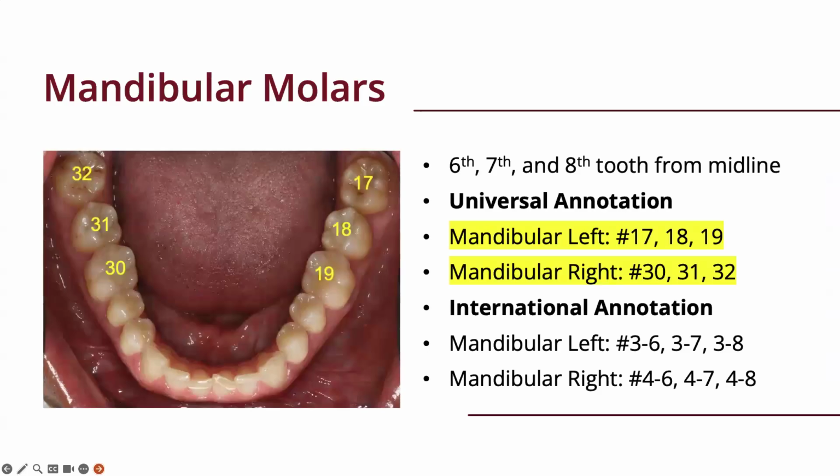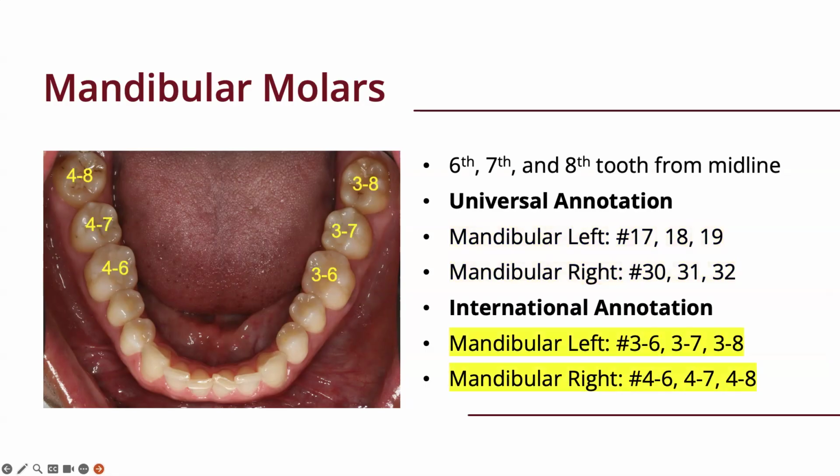The permanent mandibular molars are the 6th, 7th, and 8th tooth from the dental midline. Using universal annotation, they are numbers 17, 18, and 19 on the left side, and on the right side, they are numbers 30, 31, and 32.